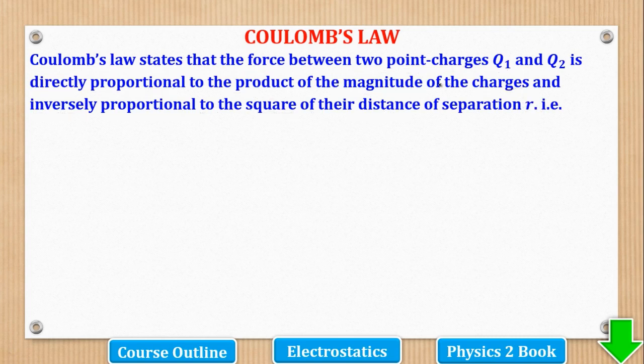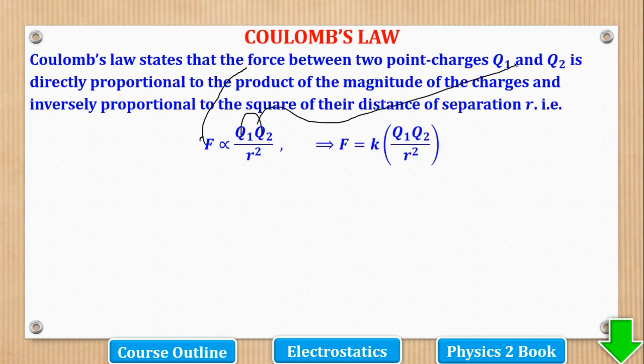And if you want to write it mathematically, it will be in this form, that F, where F is the force, Q1 and Q2 are the point charges. They say it's a product, that's why there is this multiplication. Then inversely proportional means inversely is the reciprocal, so that's why there is this r squared, because they said square of the distance of separation r.